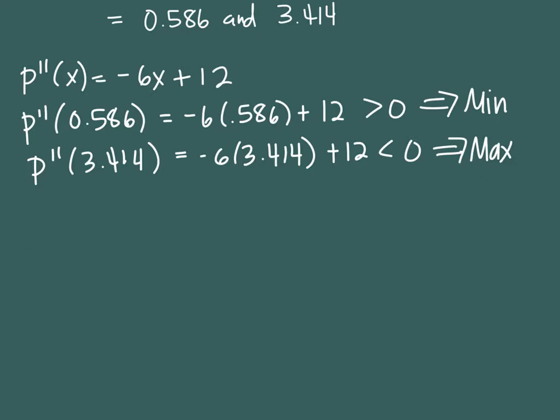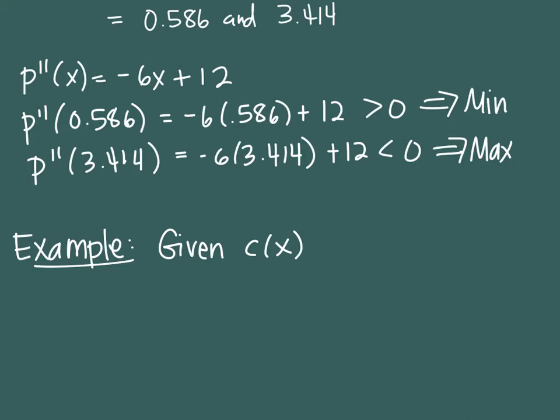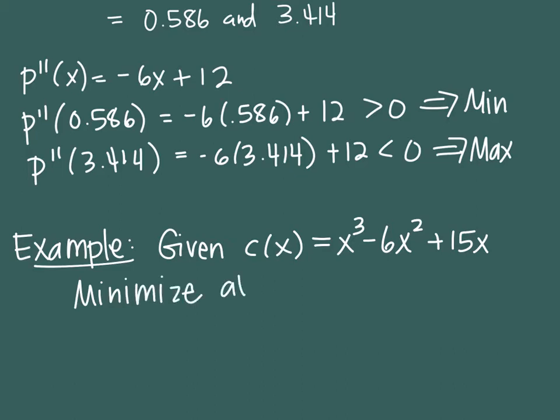Okay, any questions about that one? Okay, so if you want to maximize profit, what might be something in economics you'd want to minimize? Okay, so let's do one where we're going to minimize cost. All right, so let's look at a cost function. So let's say C of x is the cost function determined by x cubed minus 6x squared plus 15x. And your situation is to minimize the average cost. Not the total cost, but the average cost.